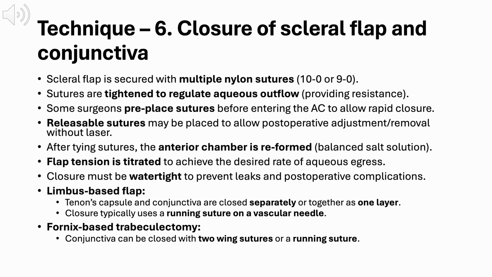After the flap is tied, the anterior chamber is reformed and the outflow rate is titrated by adjusting flap tension. The goal is a watertight closure. Any leak at this stage increases the risk of hypotony and early complications. Final steps vary slightly depending on whether the flap is limbus-based or fornix-based, but in both approaches, meticulous conjunctival closure is essential for long-term bleb health.